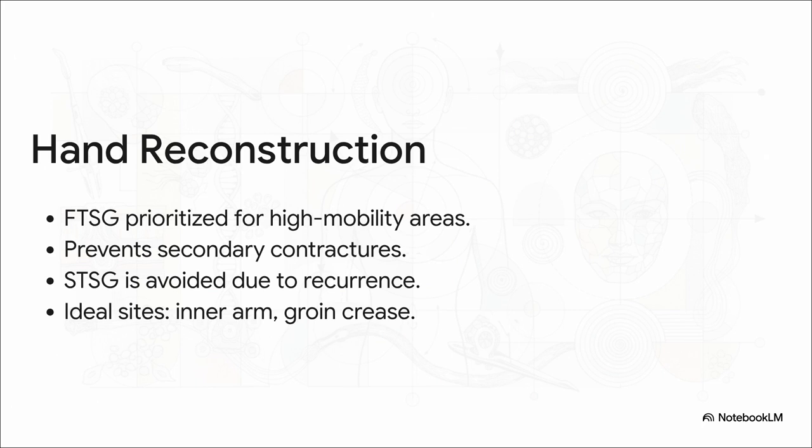This perfectly illustrates a massive clinical pearl, the hand reconstruction rule. You absolutely must prioritize full-thickness grafts on highly mobile zones to prevent secondary contractures from ruining your surgical result. Never use an STSG on palmar digits because the flexion contracture will just come back. And if you're wondering where to get that full-thickness tissue, your ideal donor sites are the inner upper arm, the antecubital fossa, and the groin crease.